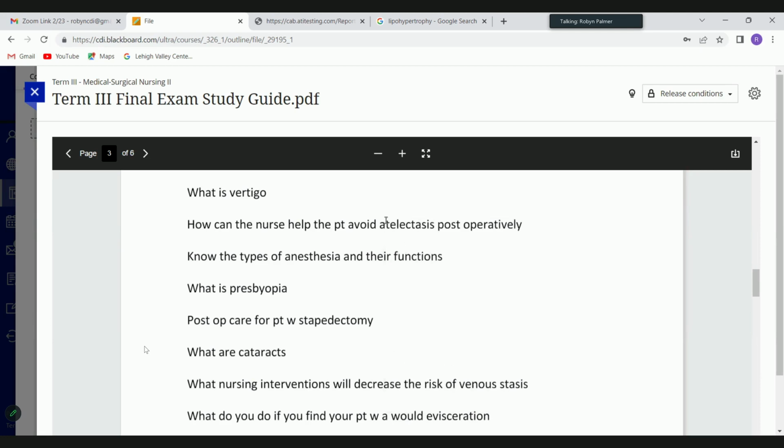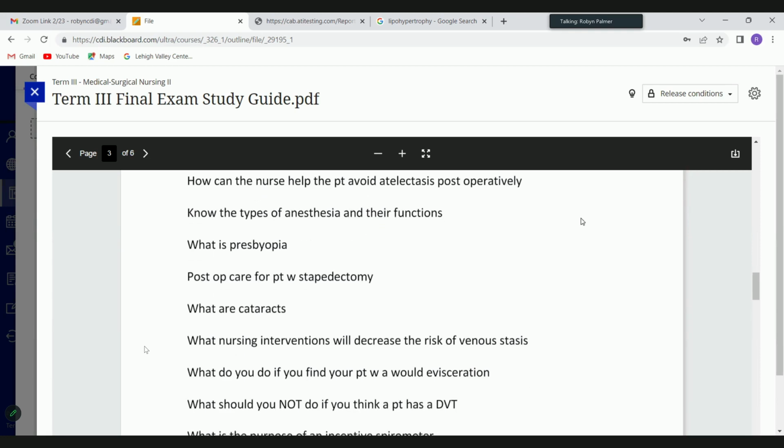All right. How can a nurse avoid atelectasis post-operatively? You can tell them to use an incentive spirometer, yes, absolutely. Cough, turn, and deep breathe. Move around. Get out of bed as soon as we can. Why do we make a patient NPO? To avoid aspiration, right?